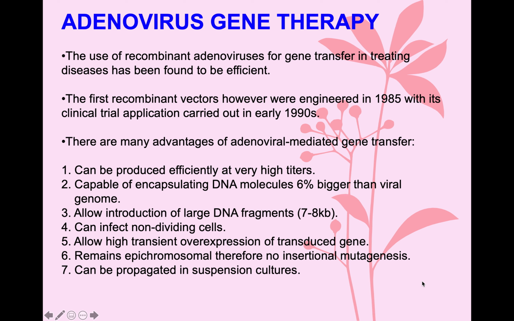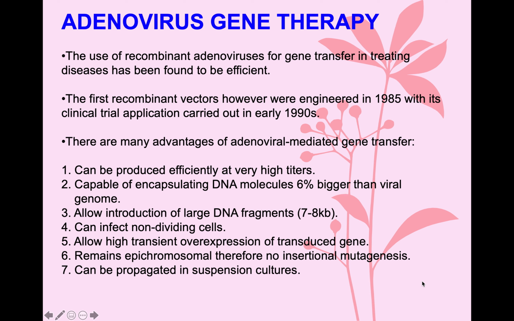So let's take a look at the advantages of adenovirus-mediated gene transfer. Among them, it can be produced efficiently at very high titers, which means at very high concentration or quantity. It is capable of encapsulating DNA molecules 6% bigger than its own viral genome. It allows introduction of large DNA fragments up to 7 to 8 kilobases, which is quite big as compared to a normal vector, especially a plasmid vector, whereby you could only insert up to 2 to 3, which is also quite large. The next one, it can infect non-dividing cells, which we know is a property of adenovirus.